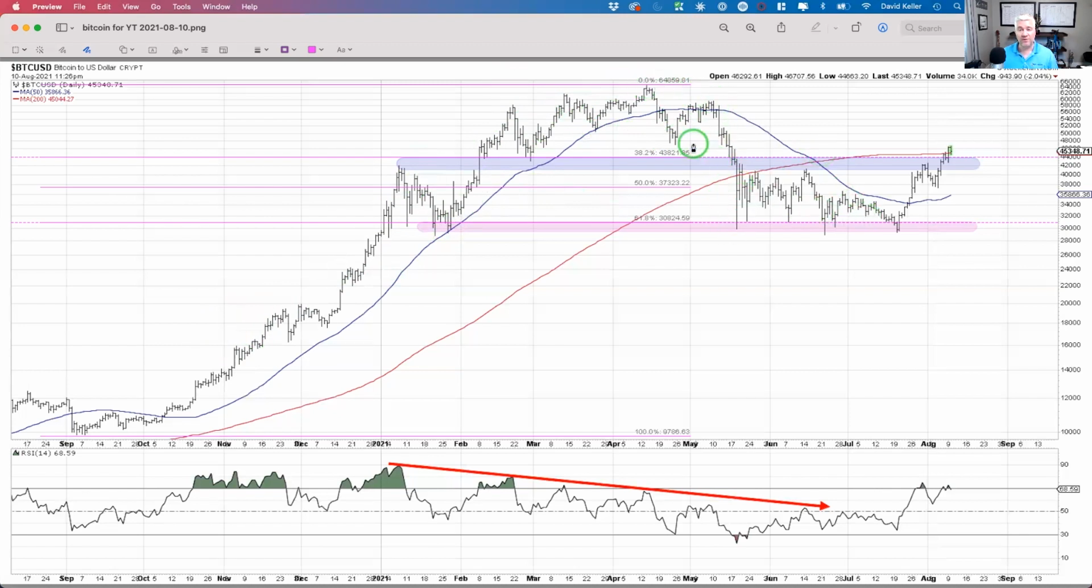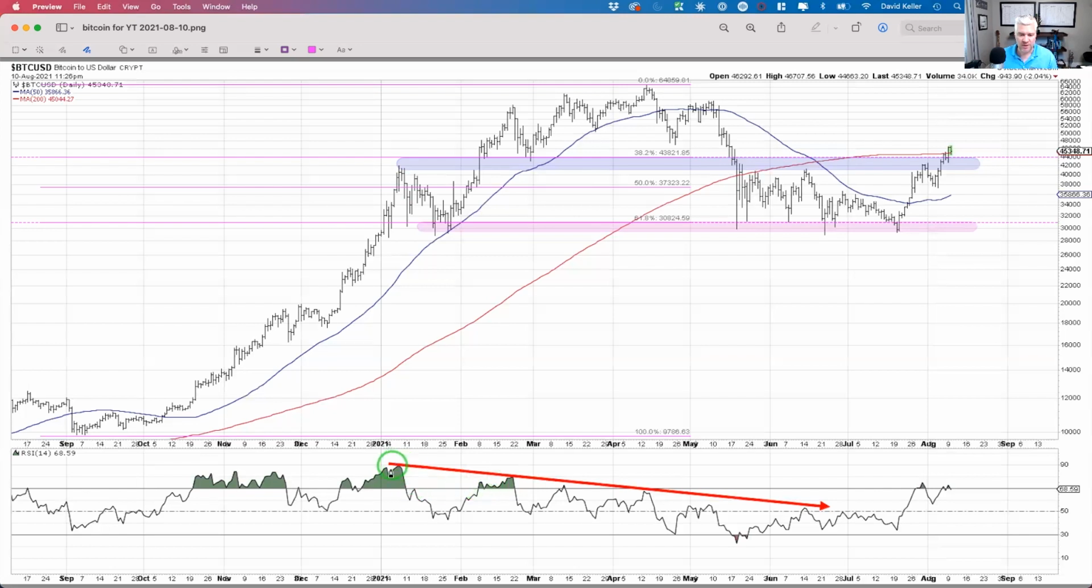And from there, we've seen a fairly consistent pattern of lower highs and lower lows. The RSI is a classic measure of momentum. It basically just shows you how this asset normally trades, what the price normally does, and what the price is doing right now relative to that average.